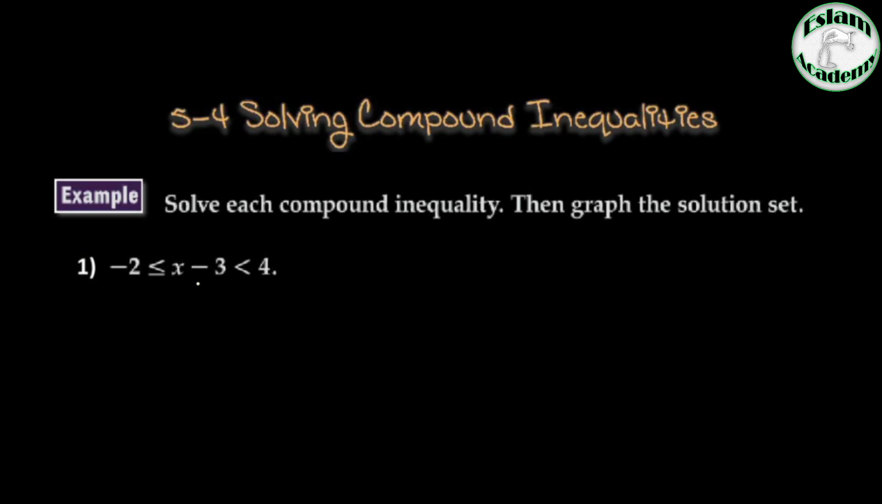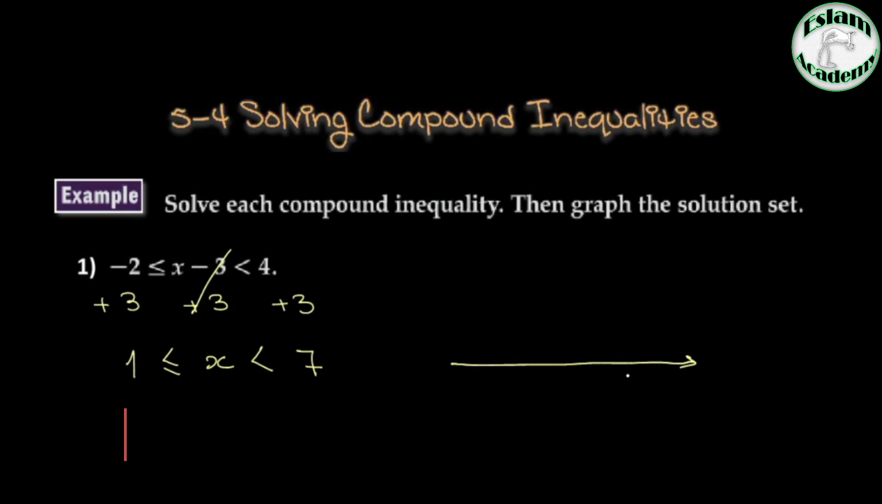To solve this inequality we need to remove the number which is beside x. To remove it we use the inverse operation. It means we need to add 3 to each term. So -2 plus 3 equals +1, less than or equal to x minus 3 plus 3, so we cancel 3. The remainder now will be x, less than 4 plus 3 equals 7.